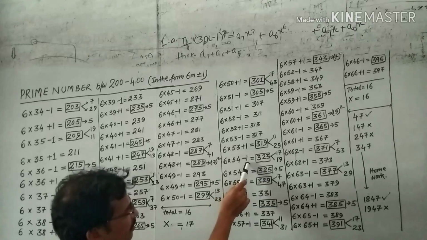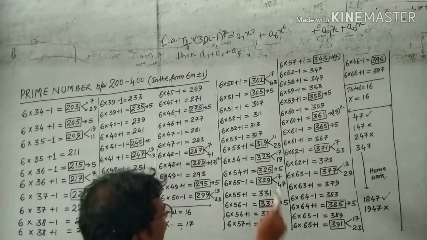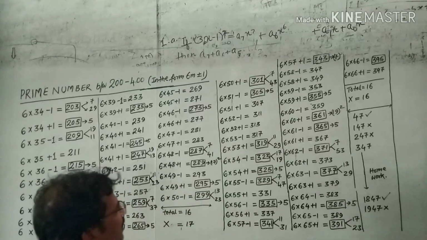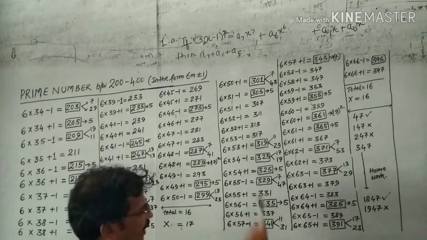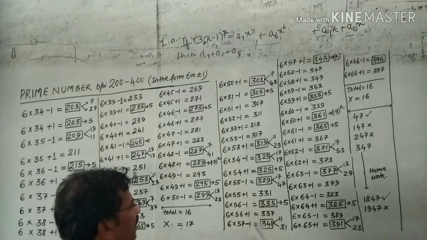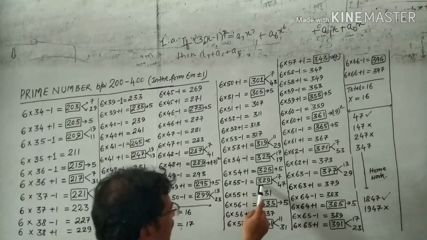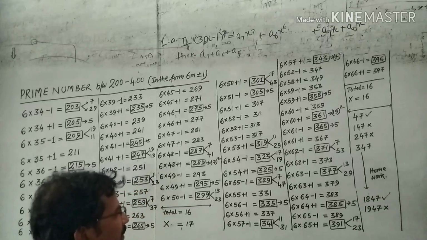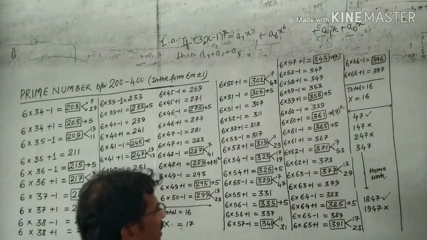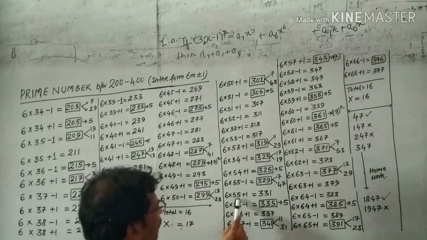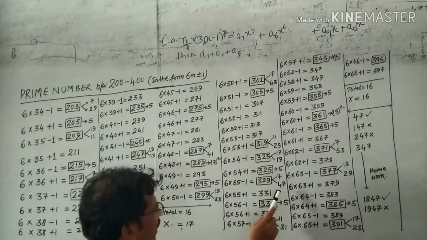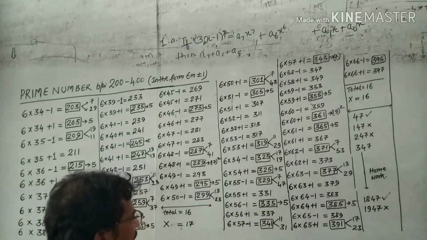6 into 54 minus 1, that is 323. Again they are having factors 17 and 19, so it is not a prime number, it is a composite number. 6 into 54 plus 1, 325, having factor 5. So it is not a prime number, it is a composite number. 6 into 55 minus 1, 329, having factors 7 and 47. That is not a prime number, that is a composite number. 6 into 55 plus 1, 331, it is a prime number. So 331 is the prime number.